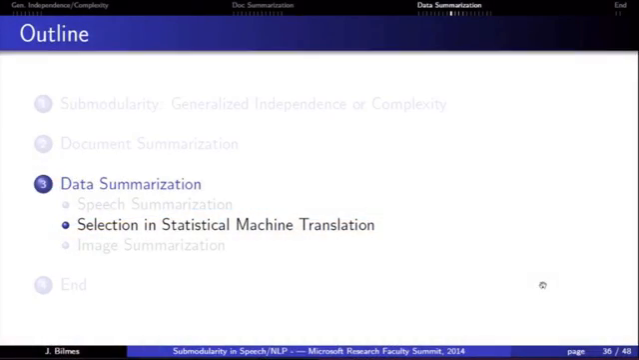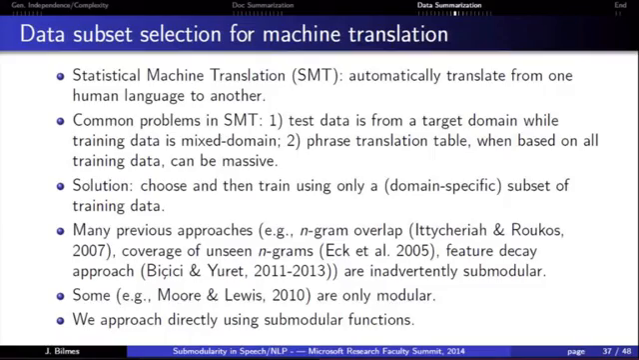So we also looked at this from the context of machine translation. And again, very similar to document summarization, we found that many people in the past have actually inadvertently used submodularity. All of these references, including some very recent ones, and some quite elaborate and intricate methods, actually turn out to be submodular optimization problems. Including the classic one by Moore and Lewis, which actually turns out to be a modular optimization problem. So it's in some sense weaker than submodularity.